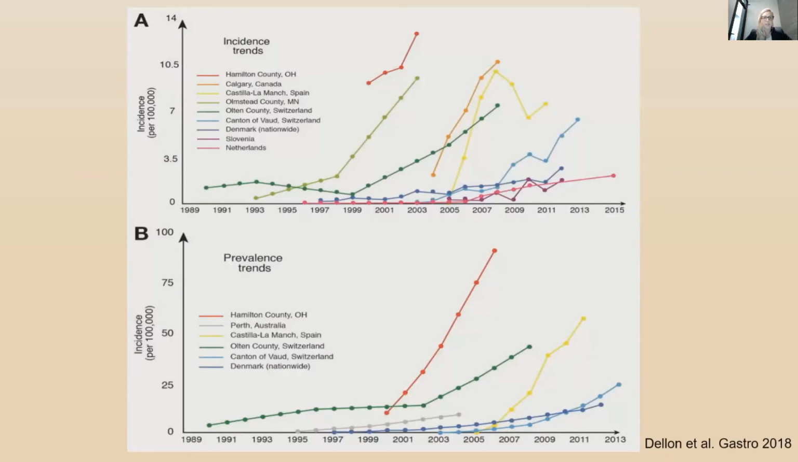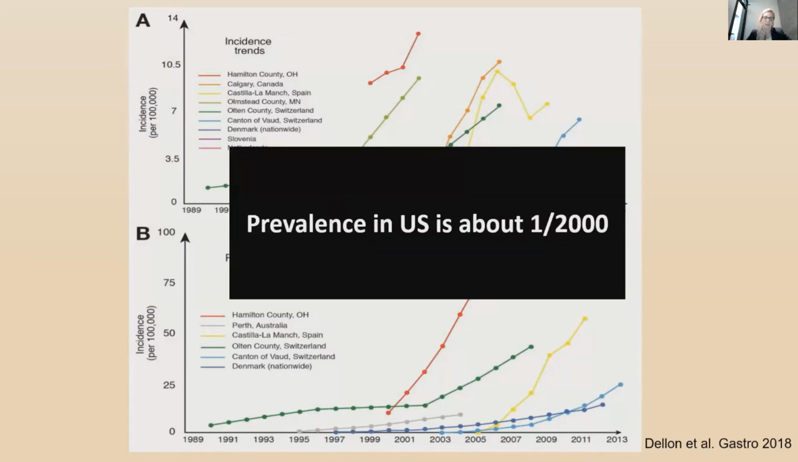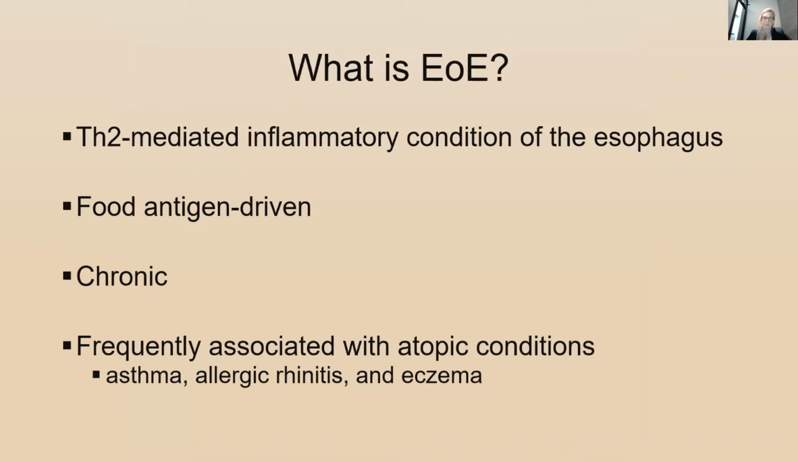The incidence rates of EOE have been studied primarily in population-based studies out of North America and Europe. And all studies that have been done so far have shown that the incidence rate of EOE is rising rapidly. The prevalence in the US is currently estimated to be about 1 in 2,000.